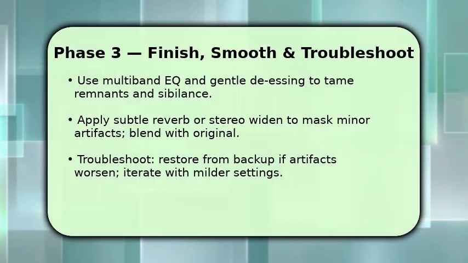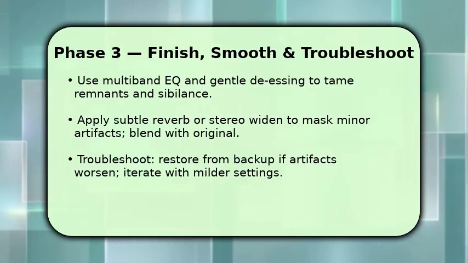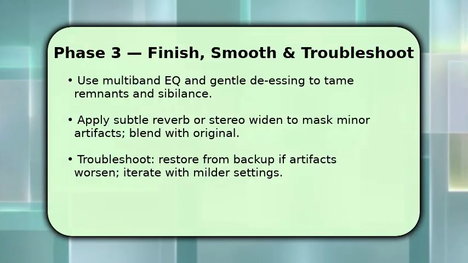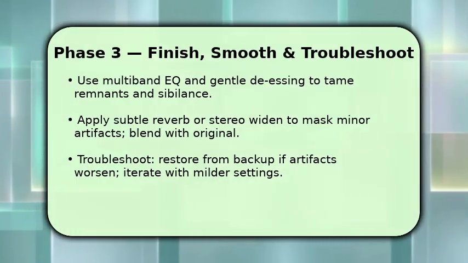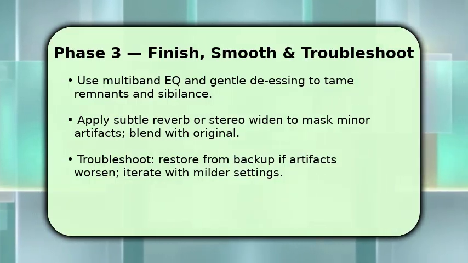Make sure to A/B with the original. If you hear warbling or pumping, reduce processing strength and rerun. Troubleshooting tip: if artifacts worsen, revert to your backup and iterate with milder settings or alternate methods until the balance is right.